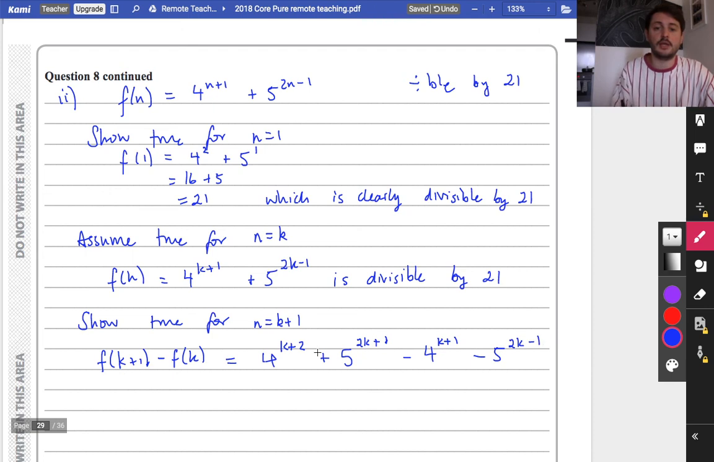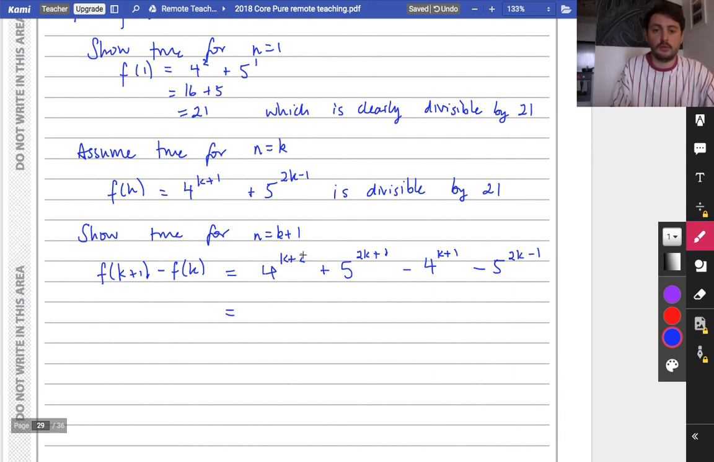So what I think we want to do is we want to make this thing look like an f of k. So I can pull down a 1 from here. So it is going to be 4 to the power of 1 multiplied by 4 to the power of k plus 1. And this one I need to pull down 2 things from it. So I'm going to pull down a 5 squared multiplied by 5 to the power of 2k minus 1. Notice I'm trying to make these powers match these powers here. The aim is to make the powers match the ones that I have in f of k. I'm trying to match everything to this. So I pulled down a 2 so I could reduce that to a minus 1. And then I've got minus 4 to the k plus 1 minus 5 to the 2k minus 1.